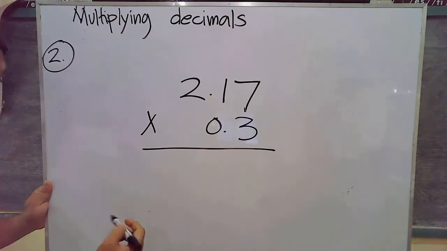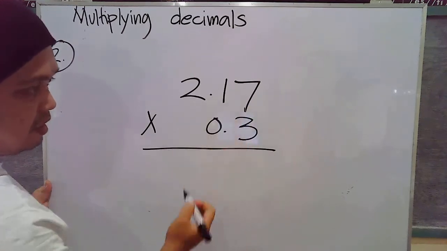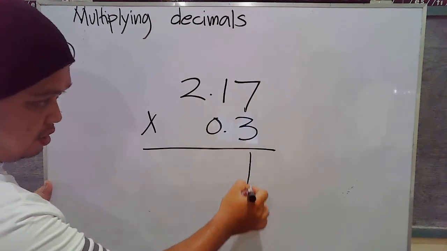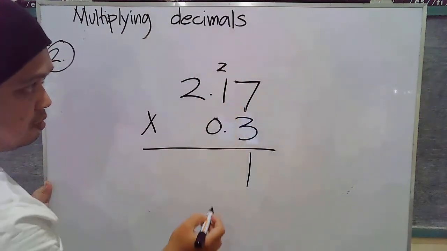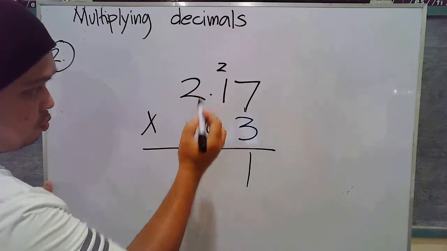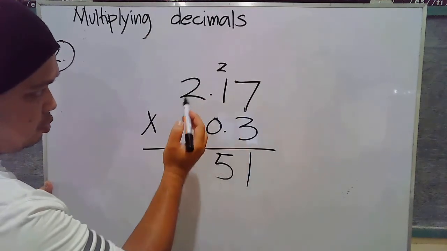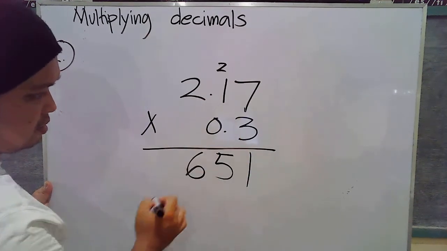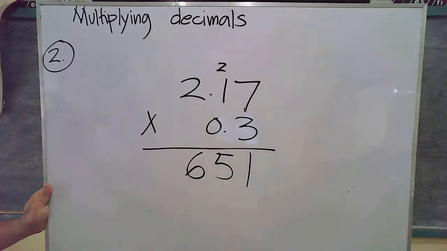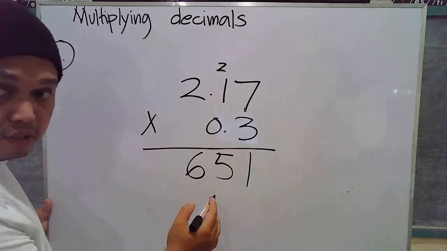Let's do that. 3 times 7, or 7 times 3 is 21. So 1 here, and we carry 2. Next, 3 times 1 is 3, plus 2 is 5. And 3 times 2 is 6. Okay, so we have 651. Now we have our answer.